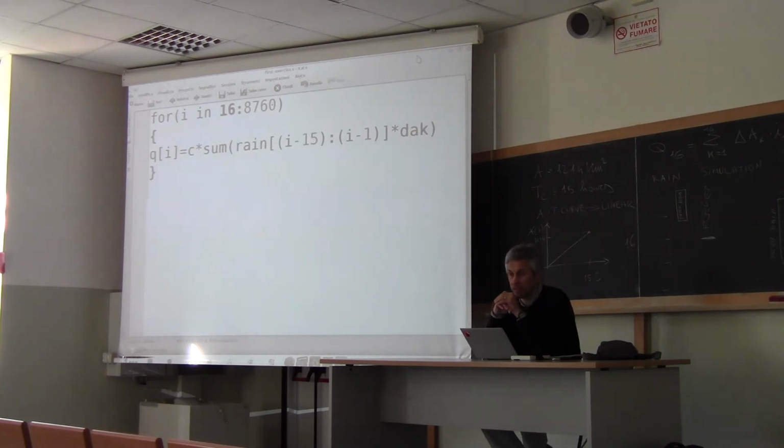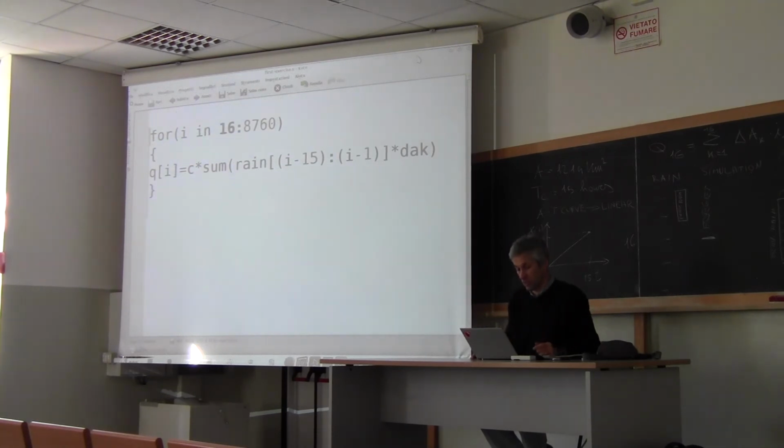You can define a variable just by using it, but the vector is not possible. So let's define the vector here, and the best thing is to write Q equal rep 0 x 760. Now it should work.